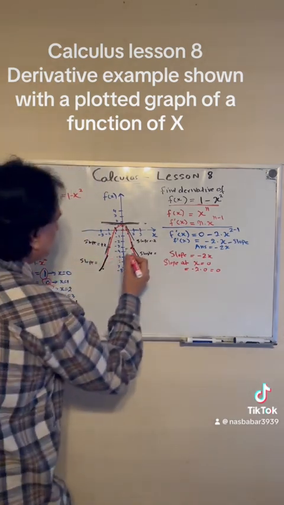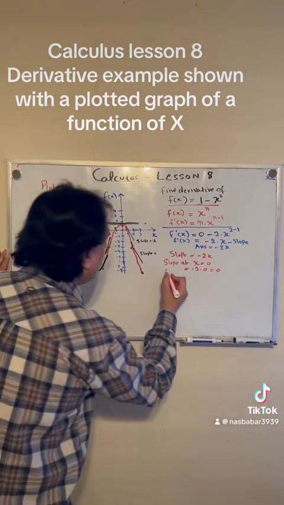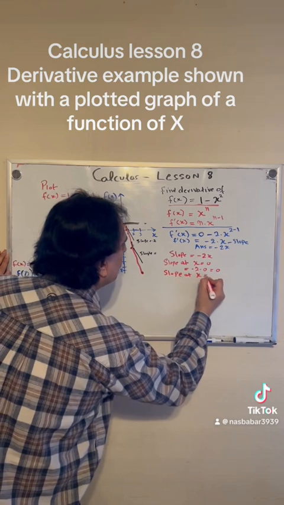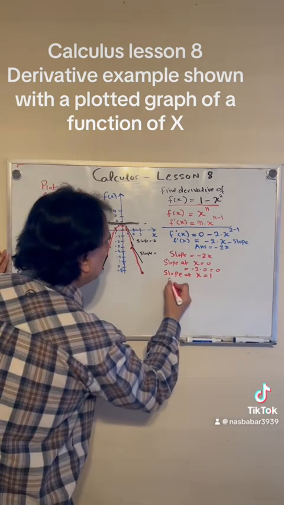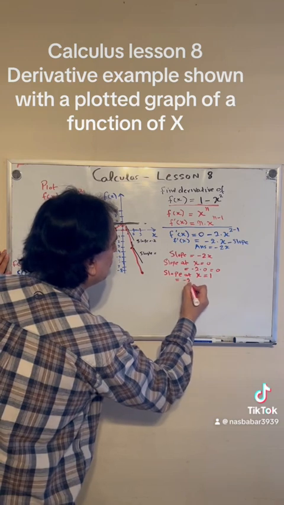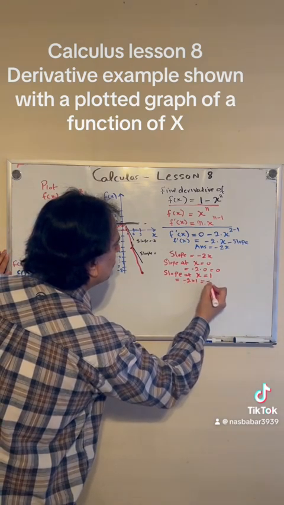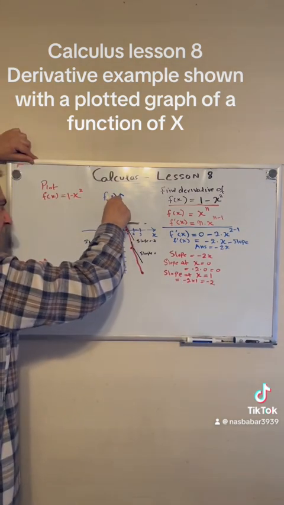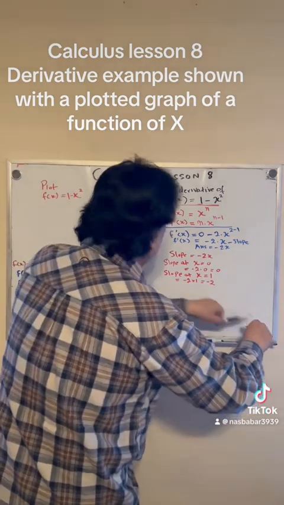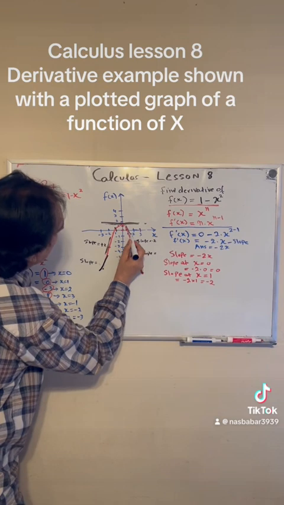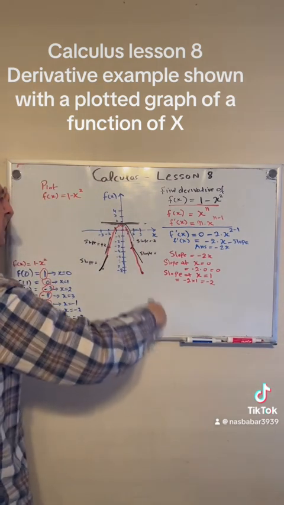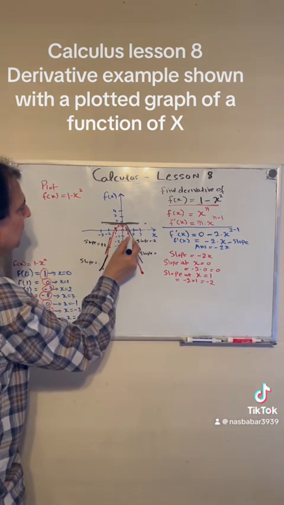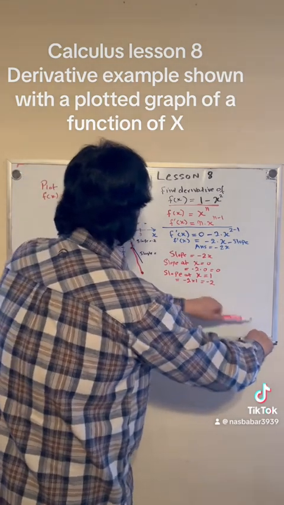Let's look at another one. What if we want to find the slope when x is equal to 1? I say minus 2 times 1 is equal to minus 2. So when x is 1 right here and I draw a tangent line like this, it's dipping, it's going down, so the slope is minus 2. So that proves it.